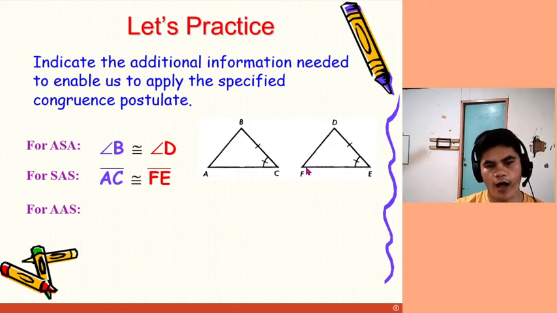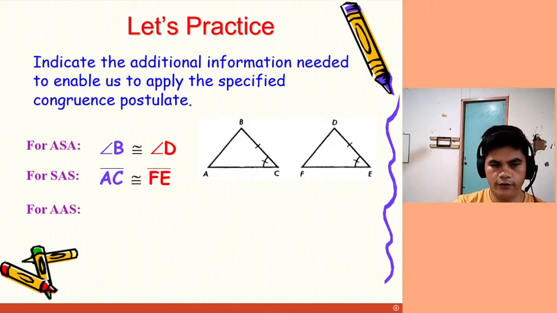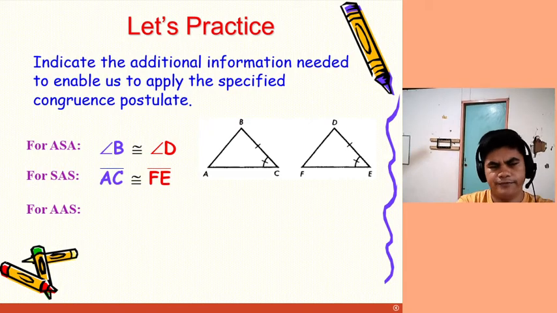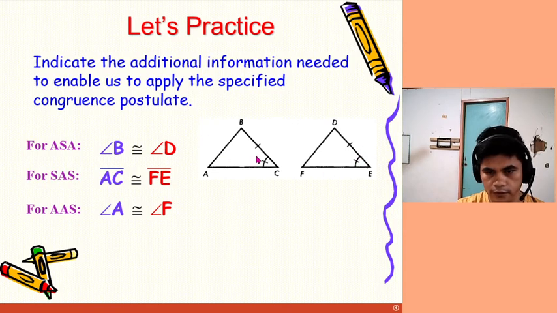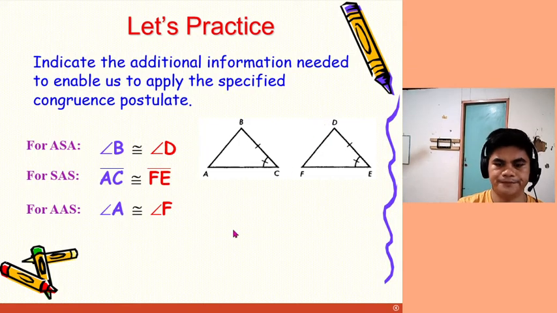How about if angle, angle, side? With at least two angles, it is okay already. Angle, angle, side, we have the angle. Angle A must be congruent with angle F in order for us to prove that they are congruent by angle, angle, side.